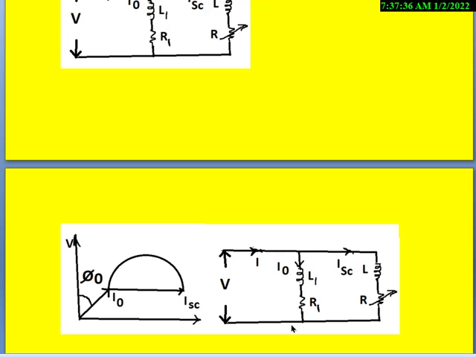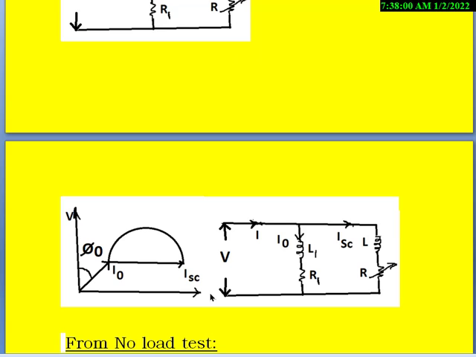So the basis of the circle diagram for the three-phase induction motor is only circuit theory. That is, from the equivalent circuit of the three-phase induction motor, we get this locus diagram, and we use this locus diagram for drawing the circle diagram of the three-phase induction motor.